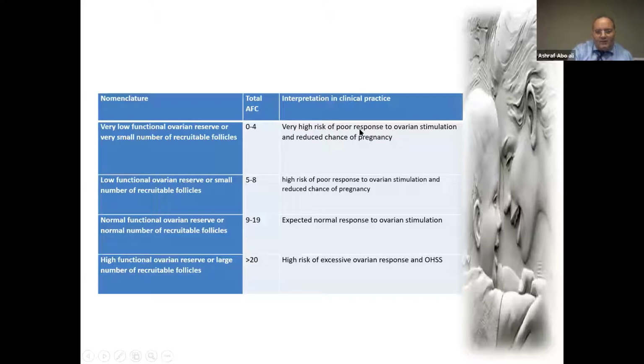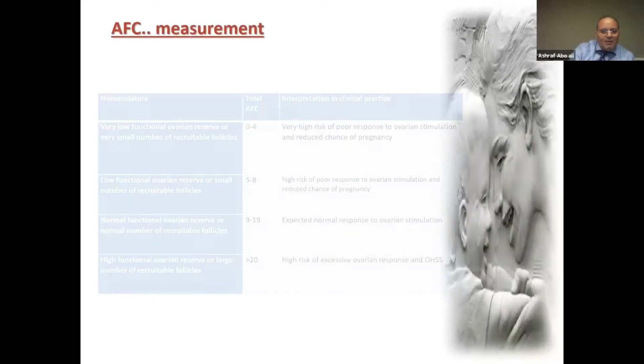This patient is at very high risk for poor response. From 5 to 8, high risk for poor response to ovarian stimulation. This is subnormal response. Normal responder patients are from 9 to 19, and 20 or more is high risk of excessive ovarian response and ovarian hyperstimulation syndrome. This classification is very important to decide before you start your stimulation and choose the protocol.